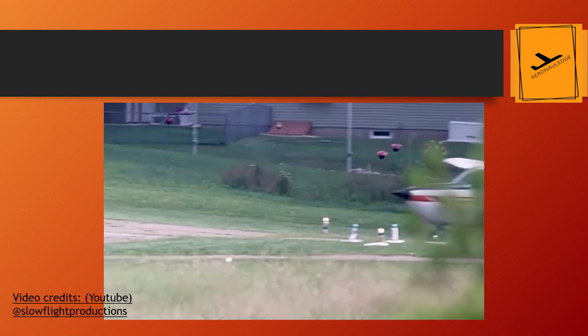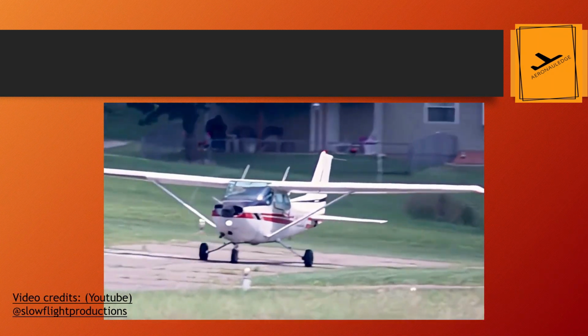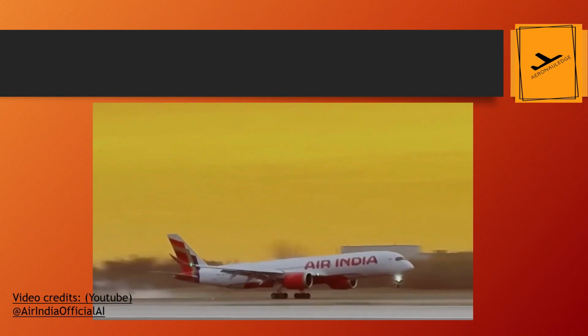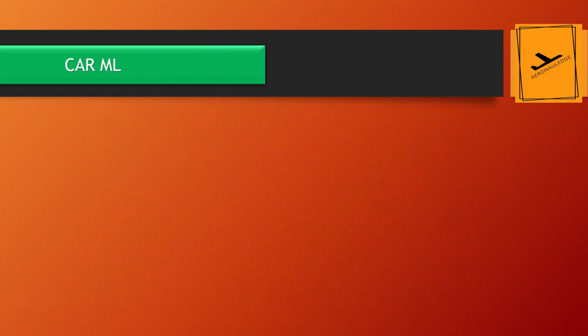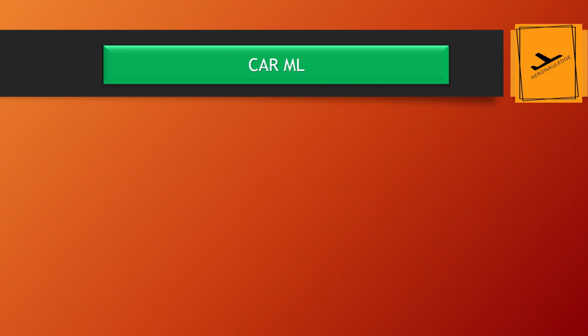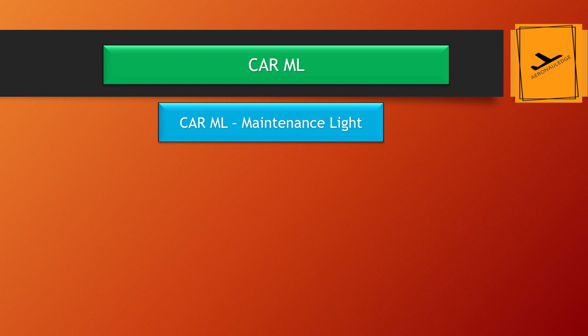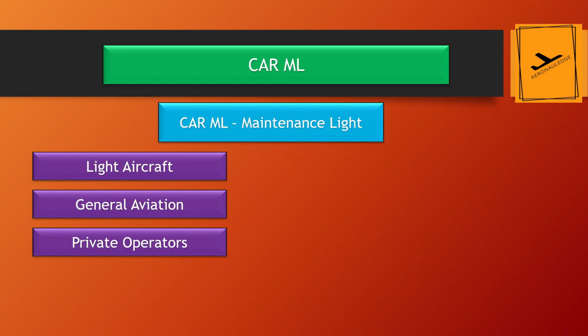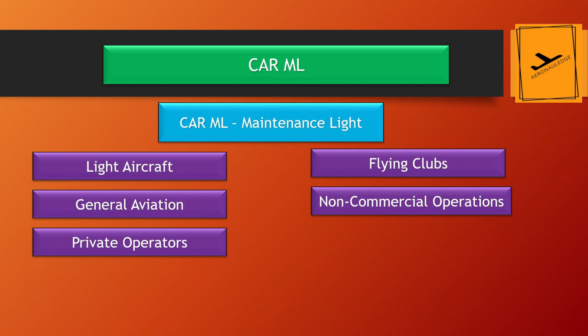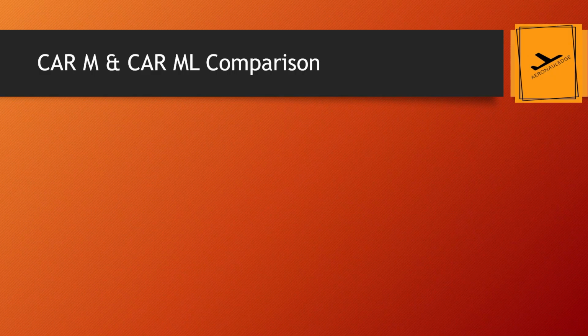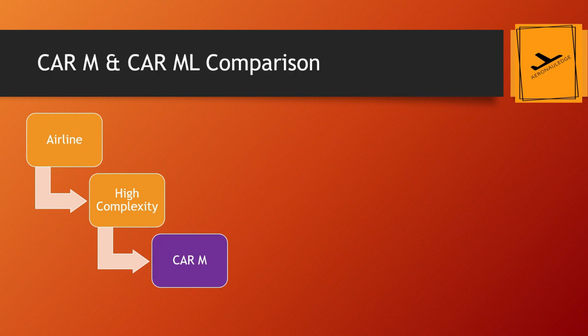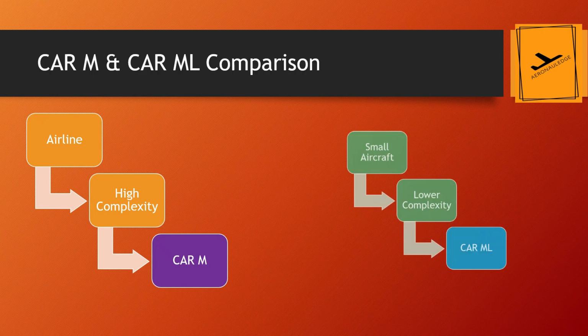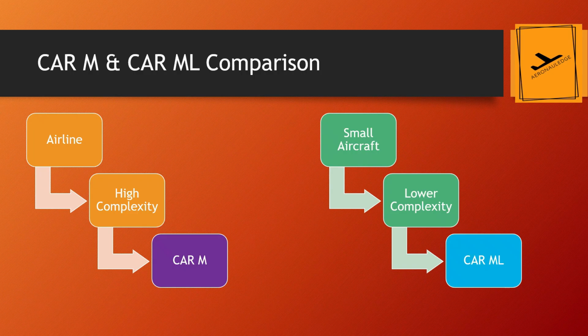Now imagine a private pilot flying a Cessna 172 only on weekends. Should he follow the same paperwork as Air India? Probably not. That's why CAR ML was introduced. CAR ML means maintenance light. It is designed mainly for light aircraft, general aviation, private operators, flying clubs, and non-commercial operations. So, now you know, airlines have high complexity, so they follow CAR M. And small aircraft, lower complexity, CAR ML. CAR ML simplifies continuing airworthiness requirements for the eligible light aircraft.